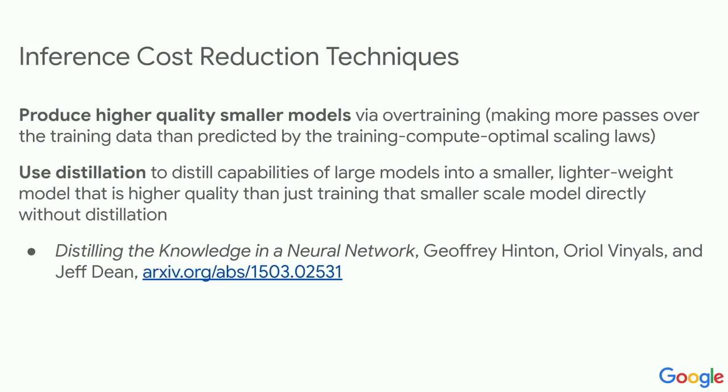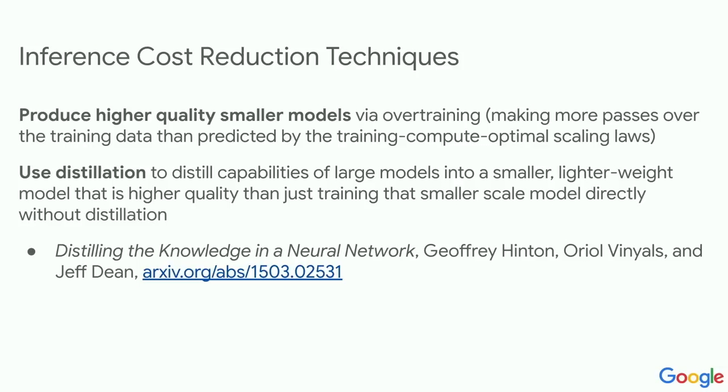And there's kind of a sweet spot of between 1 and 5 epochs over your training data that generally doesn't affect the quality that much, but it can have a pretty dramatic effect on the inference cost of the model because you can make your model 3-5 times smaller.